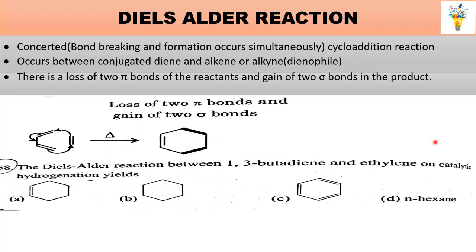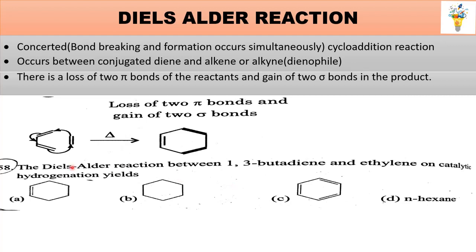It is a TRB question, Teacher Recruitment Board, Tamil Nadu. Here are a couple of questions. One is a Diels Alder reaction between 1,3-butadiene and ethylene, and the adduct on catalytic hydrogenation. Catalytic hydrogenation means all the double bonds present in the compound are converted into single bonds.